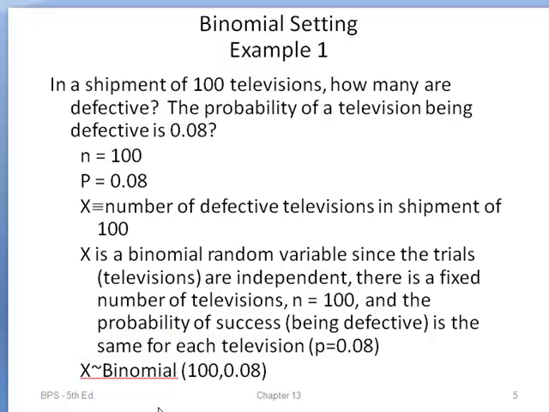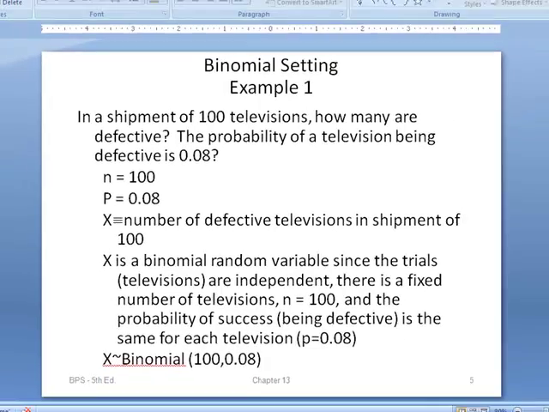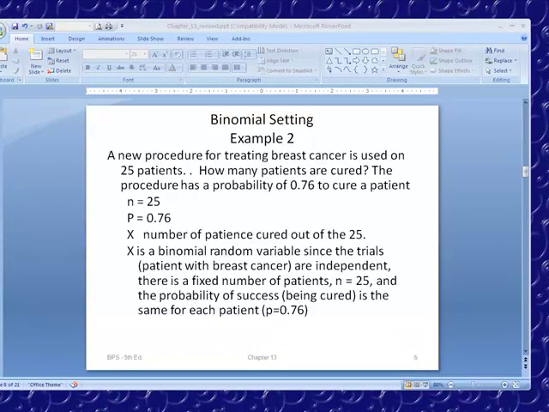That's how we would write up. Just like with the normal, where x would be normally distributed and we give mu and sigma, for binomial the parameters are n and p: the number of trials, and p, the probability of a success in any one of the trials. Because remember, the probability of success has to be the same for each trial.